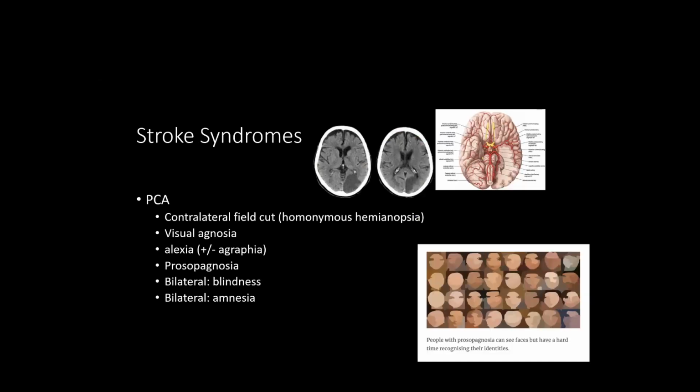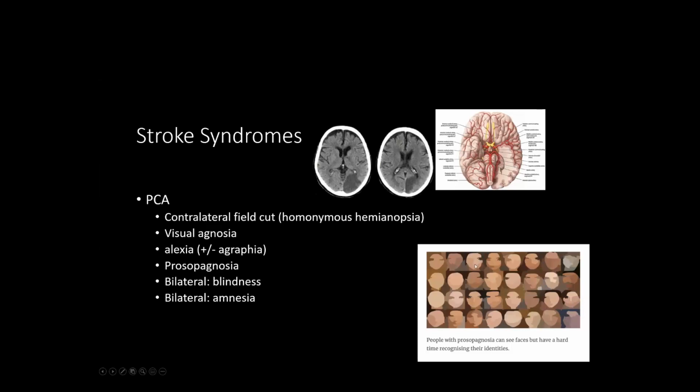This I included here. This is your typical PCA stroke involving the occipital lobe. These folks will have a field cut contralateral to the side of the lesion, and they'll have this interesting phenomenon of visual agnosia where you can see things, but you can't describe what you're seeing. Depending on where it is, you may have alexia, an inability to read, plus or minus agraphia, which is the inability to write. Prosopagnosia, which is face blindness, and this I found on the internet of what apparently faces look like to folks with visual agnosia.